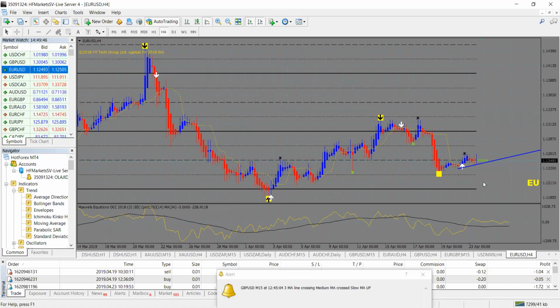It's a probability. Nobody knows what happens in the market. We all trade based on probability, but we want high probability trades. That's why we do our analysis and we make sure that we perfect our strategies.